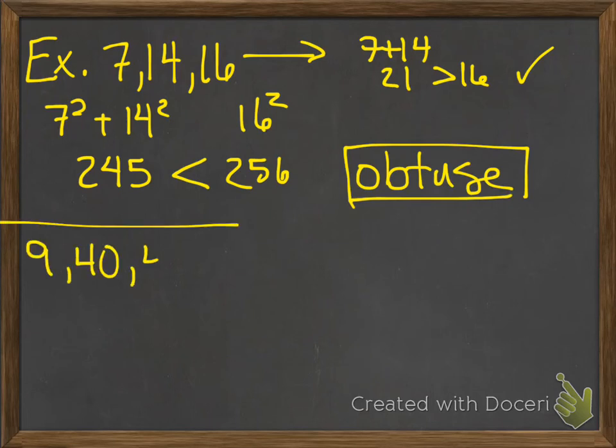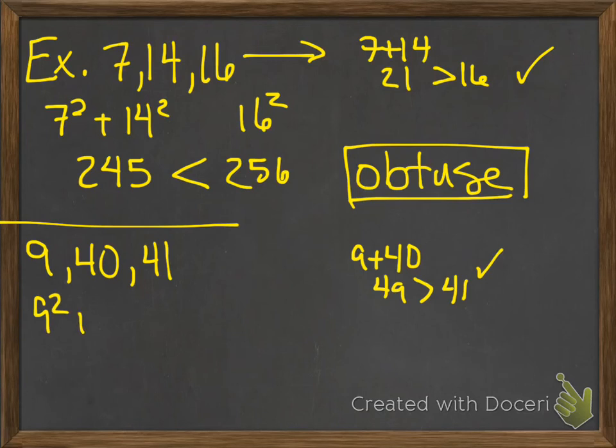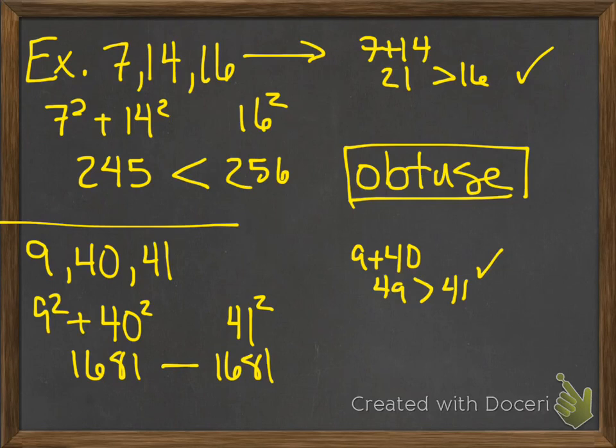Let's look at another example. 9, 40, 41. Again, 9 plus 40 is 49, which is greater than 41, so yes, it could be a triangle. Now we compare 9 squared plus 40 squared to 41 squared. 9 squared plus 40 squared is 1,681. 41 squared is 1,681, which means they're equal. Since they're equal, we would say this is a right triangle.